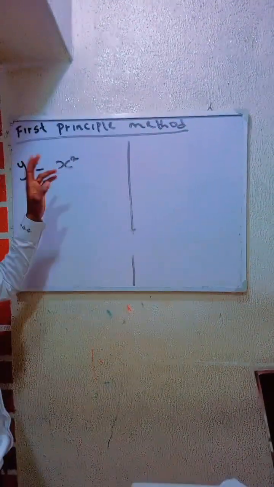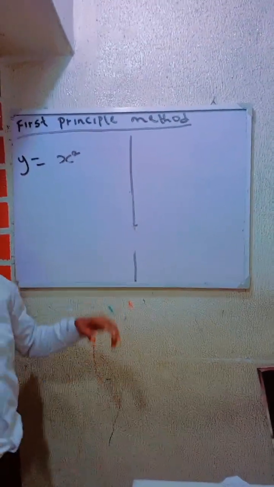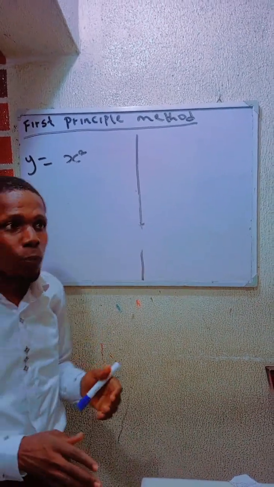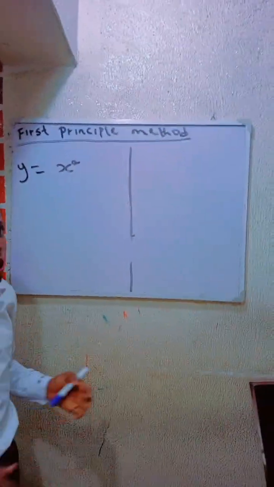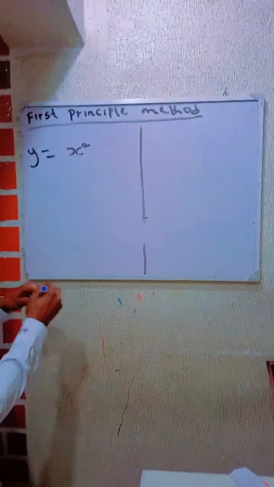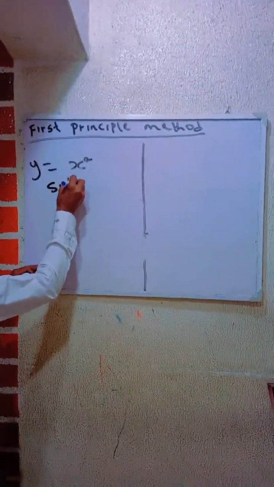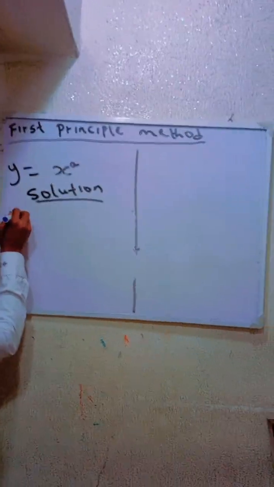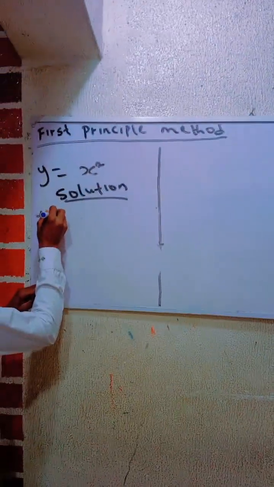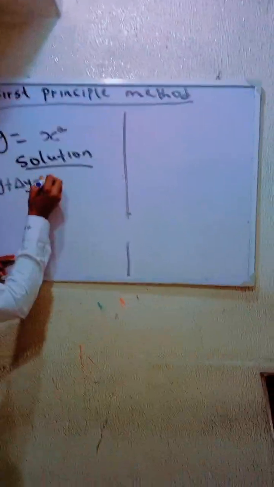We're looking at differentiation by first principle method. Differentiation by first principle method is very simple. What you do is this: you add change in y to y, and you add change in x to x. So to solve this now, we are going to have y plus change in y is equal to what?